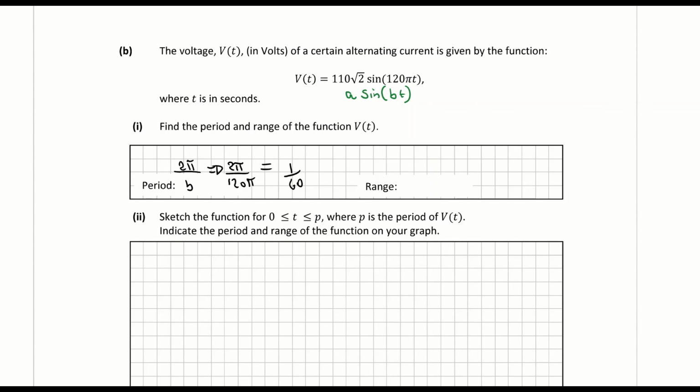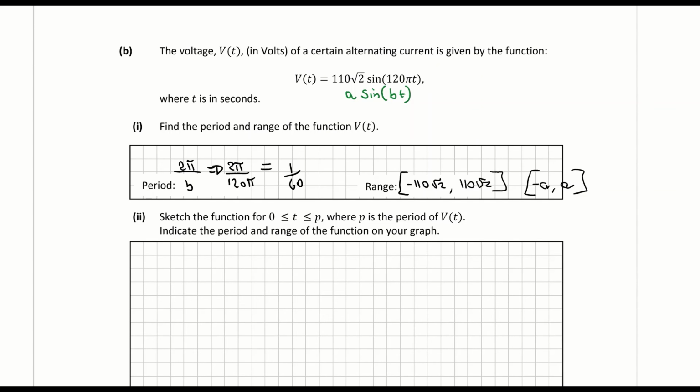The range is found from taking the modulus of the A, so negative and positive A. So my range is going from minus 110 root 2 up to positive 110 root 2. The 110 root 2 is basically my amplitude. That's my period and my range found for part 1. My range is always found from minus A to positive A.